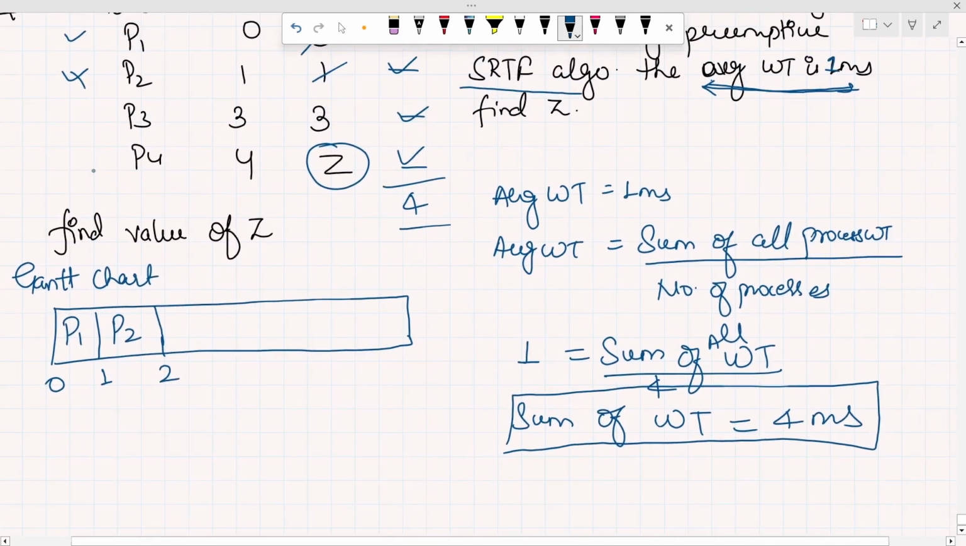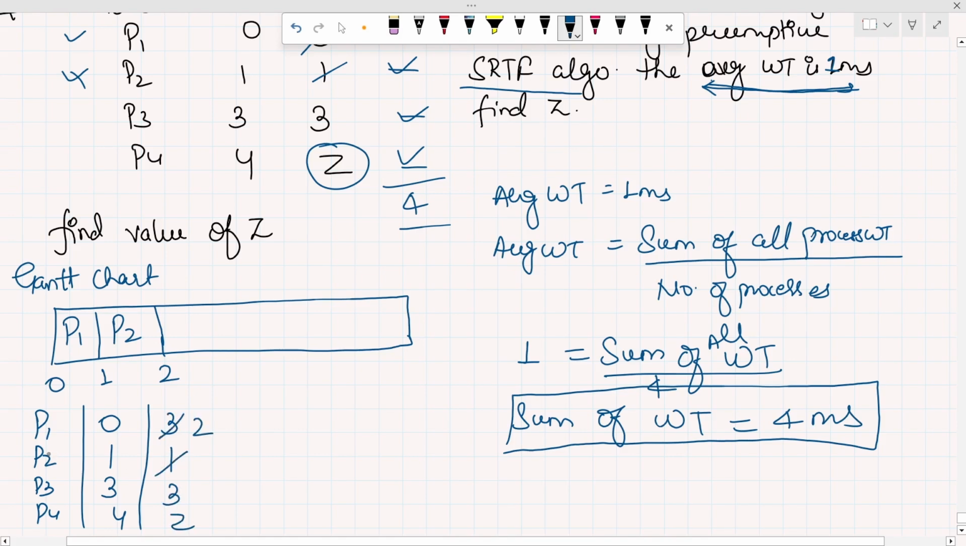We have to understand one more thing as well, with P1, P2, P3 and P4. Let's solve it here to understand it completely. The arrival times are 0, 1, 3 and 4, and the burst times are 3, 1, 3 and Z. So the burst time left for P1 is 2, and P2 is completed. Now we have to understand why the waiting time is given. Is there any use of this waiting time? So we write the waiting time of these processes as well.